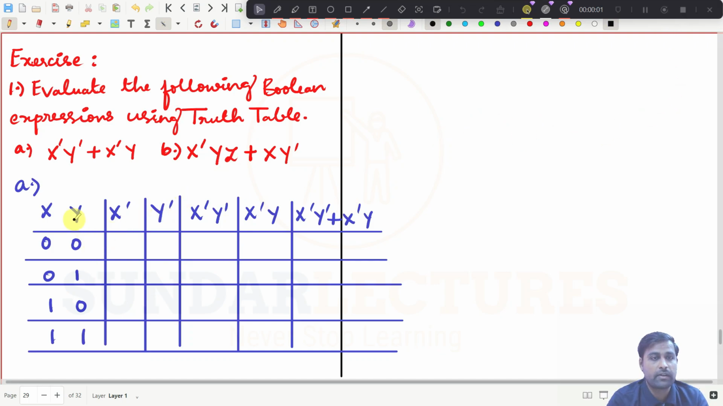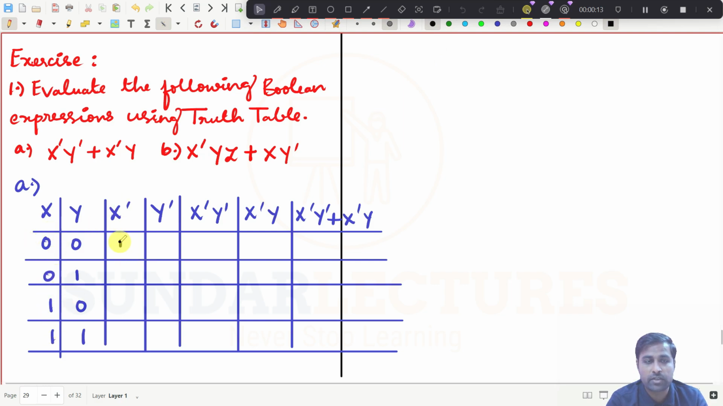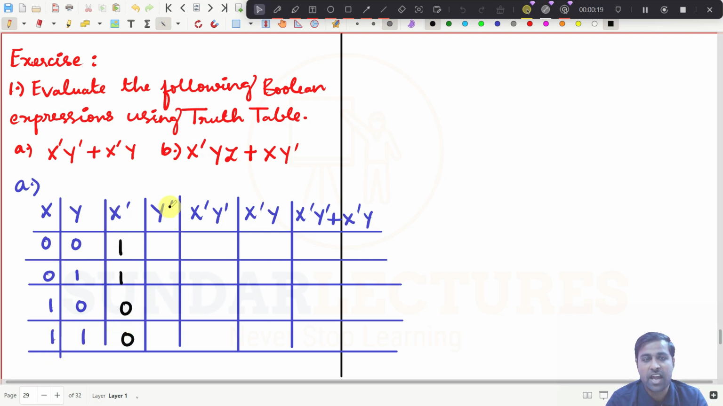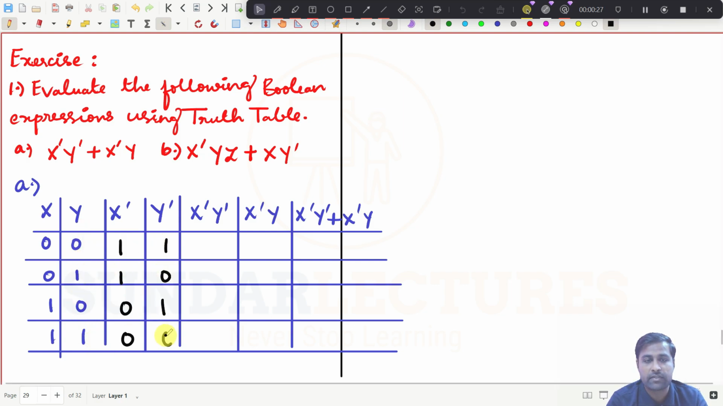We have written this one. What is x dash? I have to put a line here too, so that you can understand. The complement of this one, so this will be 1 and this will be 1, this becomes 0 and this becomes 0. That's all, that is x dash. And for y dash, you have to do the complement of this, so this will be 1 and this will be 0 and this will be 1 and this will be 0.